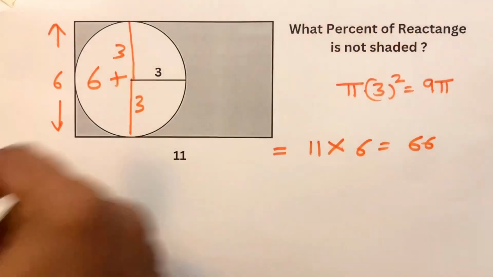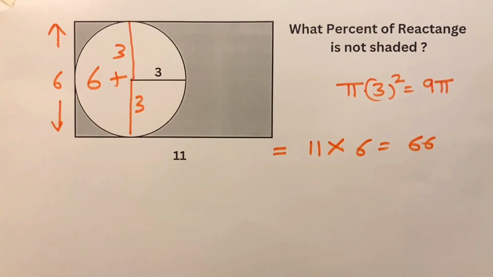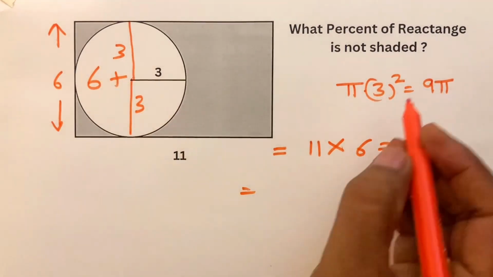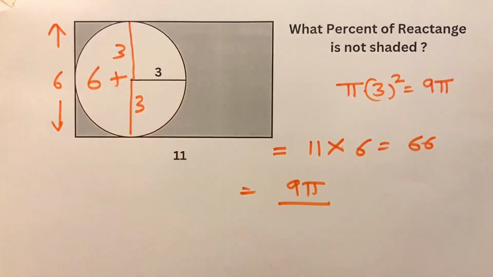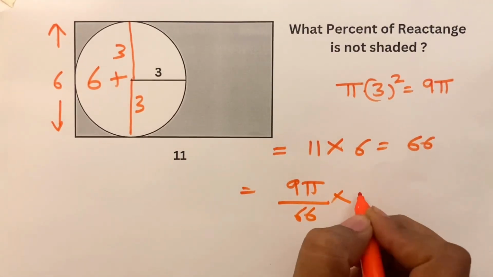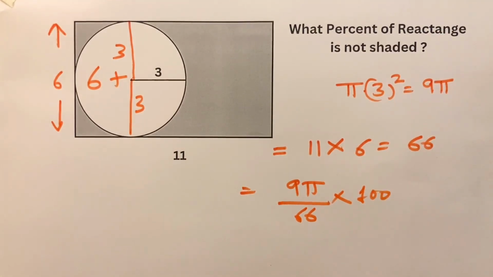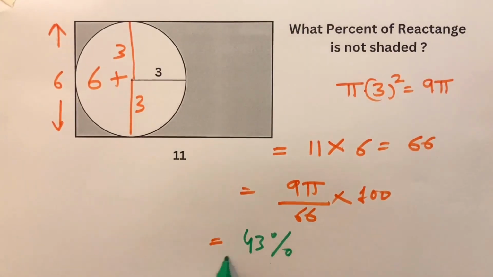Now, to find the percent of the rectangle that is not shaded, the only thing we need to do is divide the area of the circle, which is 9 pi, by the area of this rectangle, which is 66, and multiply by 100. So this comes to around 43%. So this is our answer.